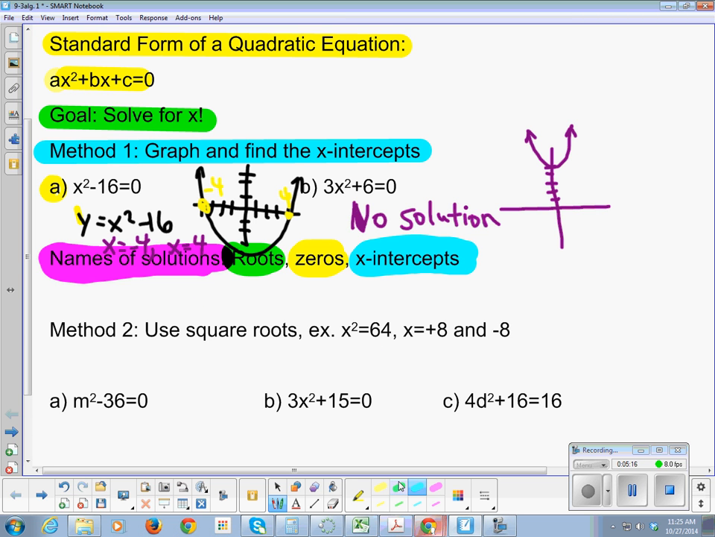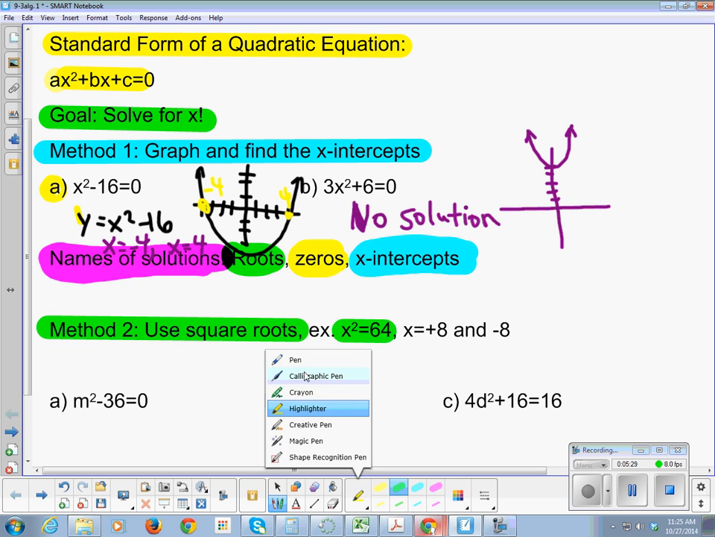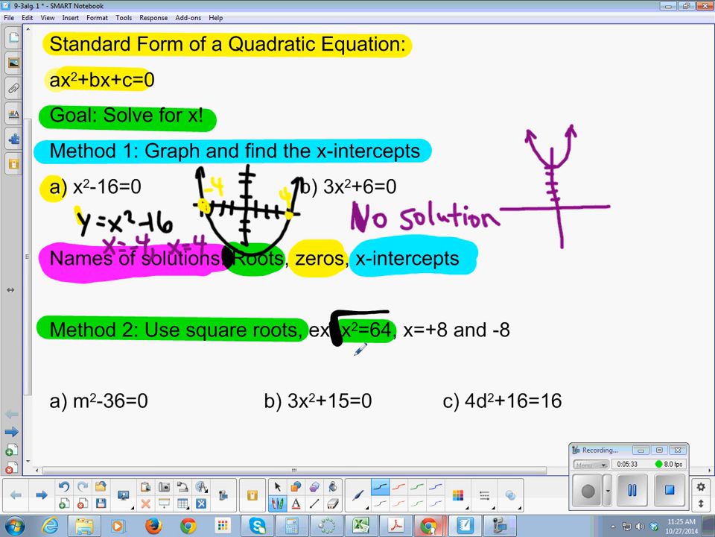All right, so method 2 is we're going to use square roots. An example of that is if I have x squared equals 64, and I were to take the square root of both sides. If I take the square root of x squared, I would get x. And if I were to take the square root of 64, well, unfortunately, there are two numbers that when I multiply them by itself will give me 64. There's positive 8 and negative 8. Both of those are valid answers. So when you take the square root of both sides, you have to account for a positive and a negative answer.